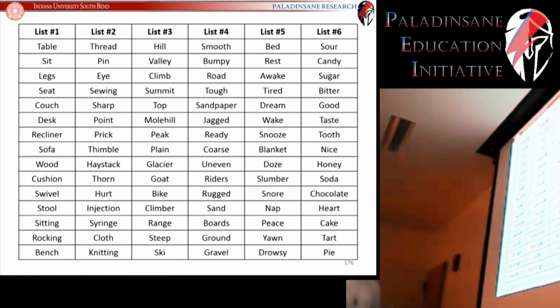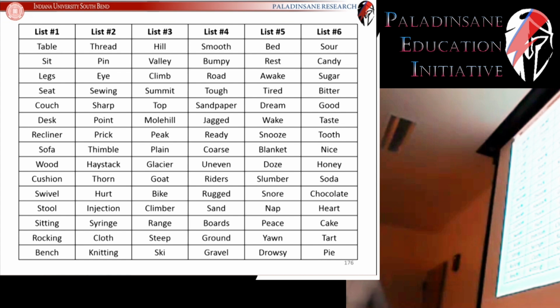All right, so there are the lists. So list number 1. Table, sit, legs, seat, couch, desk, recliner, sofa, wood, cushion, swivel, stool, sitting, rocking, and bench.